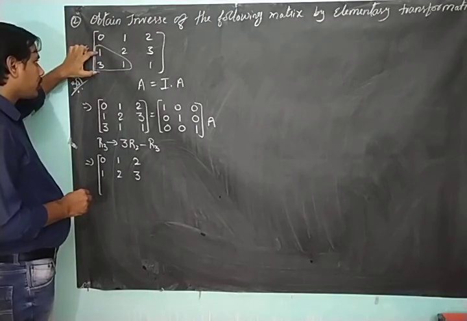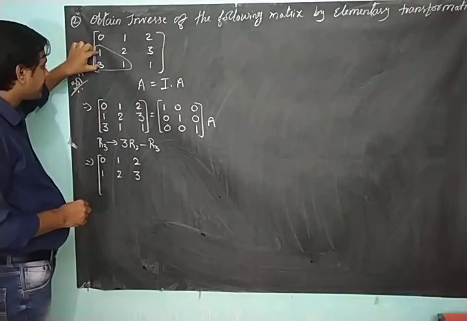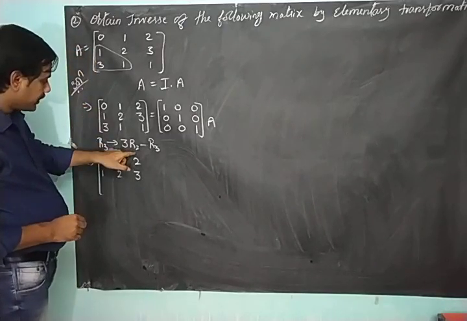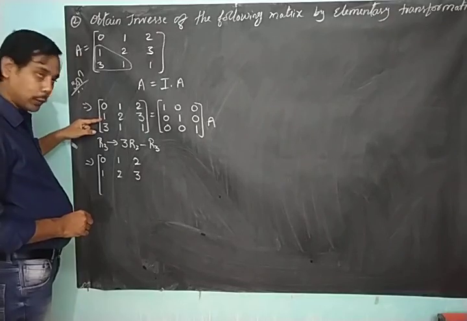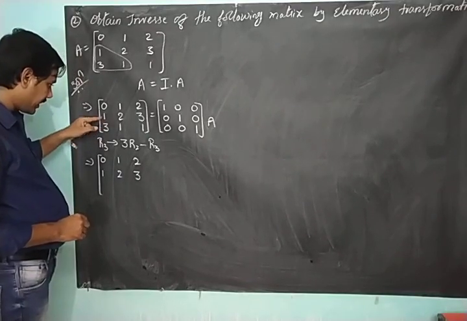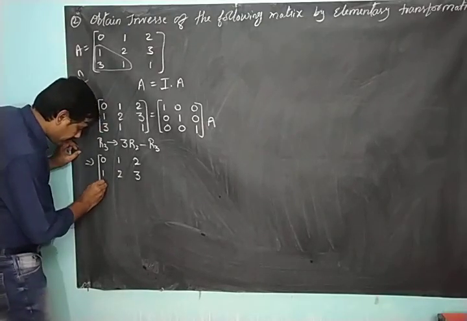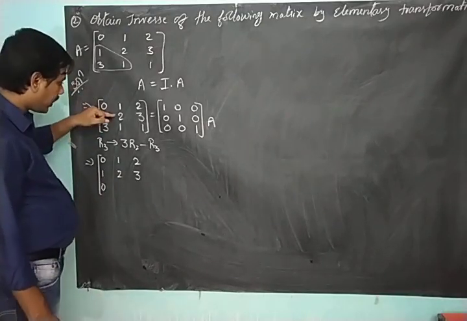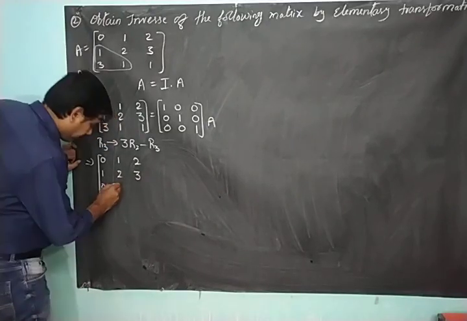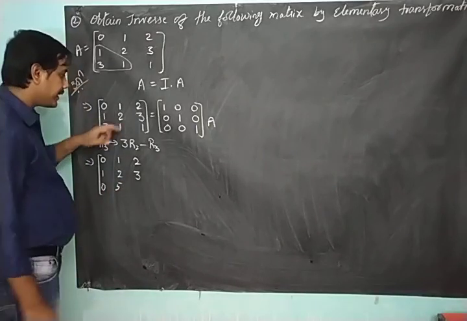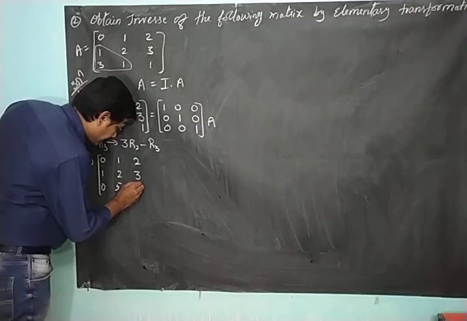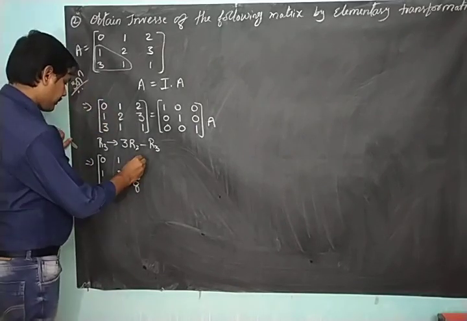And this one here, 3 into R2 is what? 3 into 1 is 3. Minus 3, 0. This element will change according to this formula. 3 into R2 is what? 3 into 1, minus R3. 3 into 1 is 3. Minus 3 is 0. Here 3 into 2 is 6. 6 minus 1 is 5. Here 3 into 3 is 9. 9 minus 1 is 8.